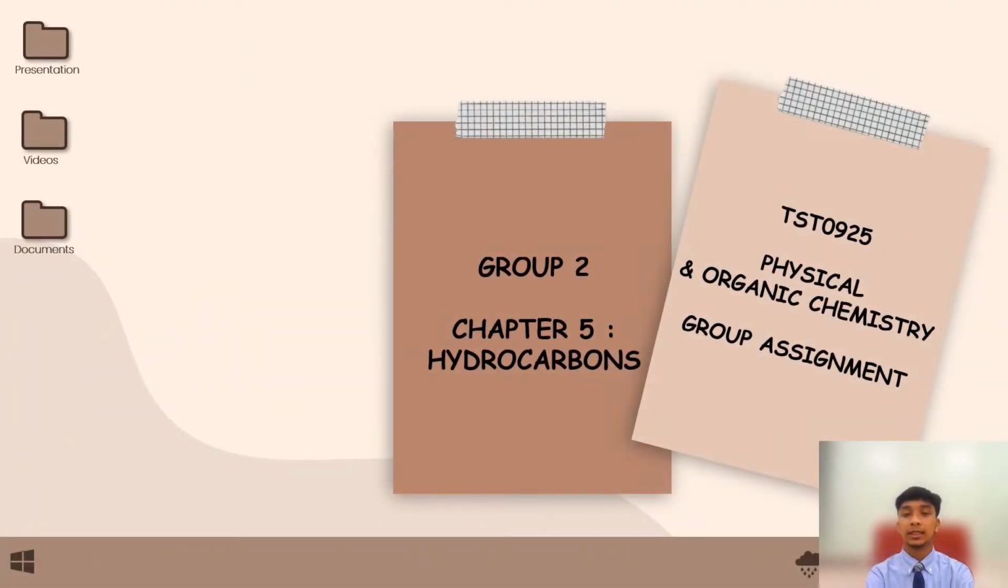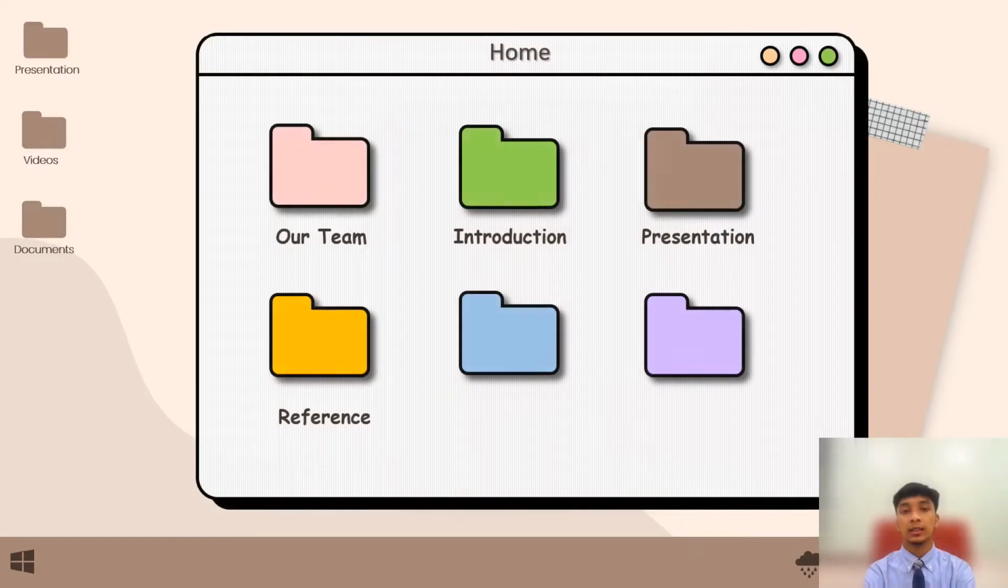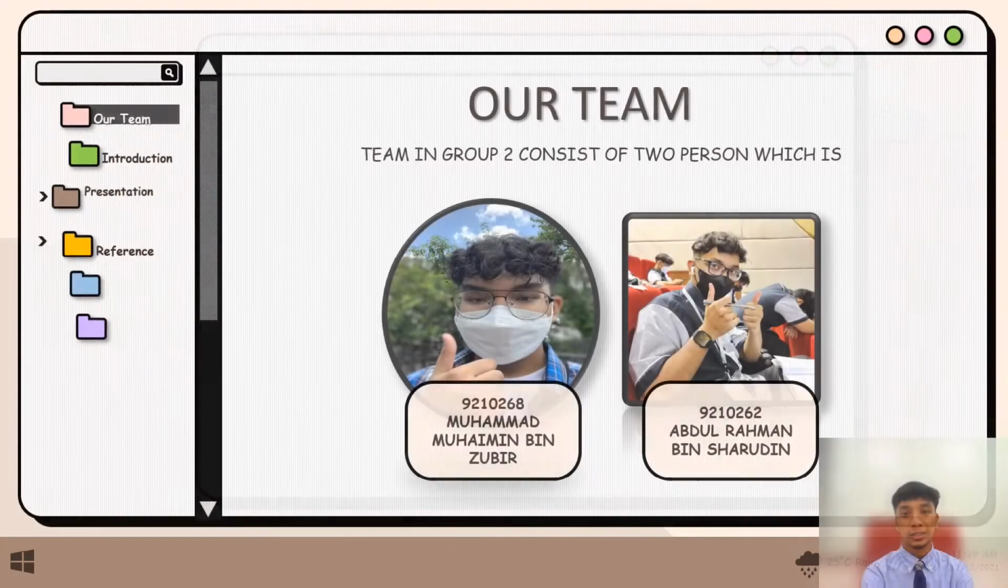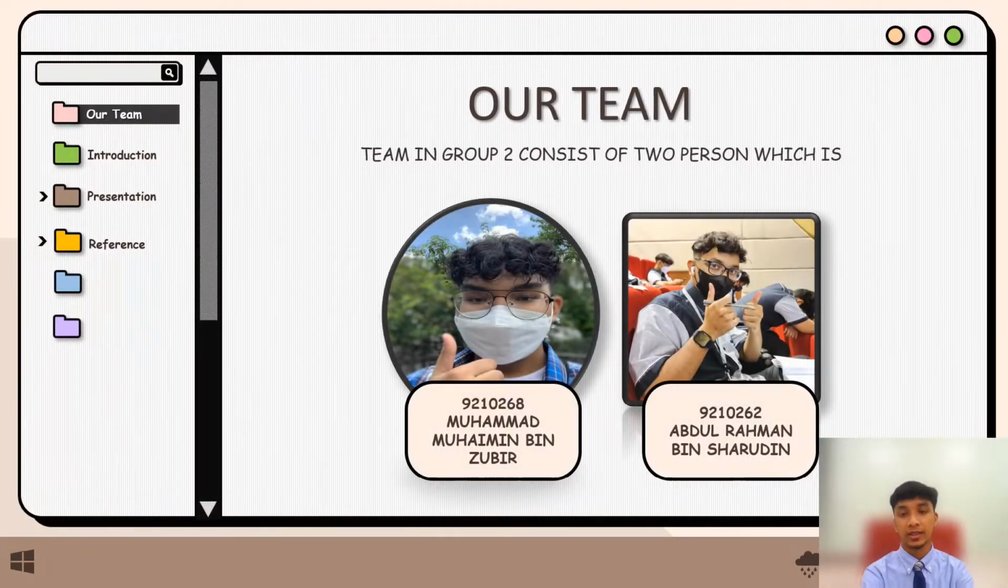We are going to discuss chapter 5, hydrocarbon, which is in our group assignment. Let's start with the introduction of our team. Our team consists of two persons, Muhaimin bin Zubir and me, Abdul bin Shahrudin.